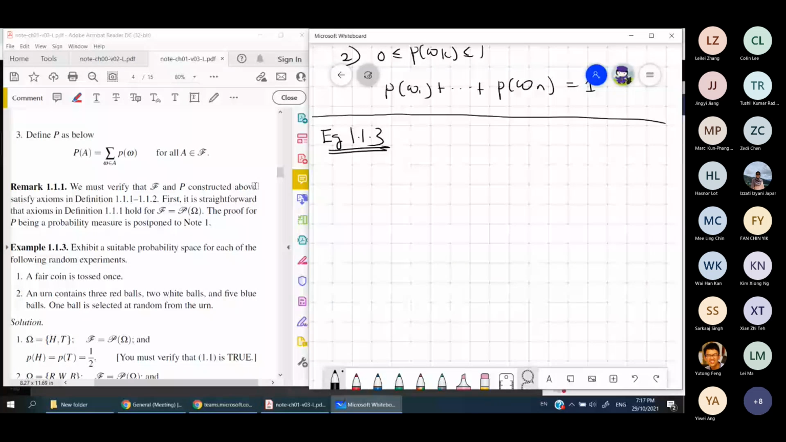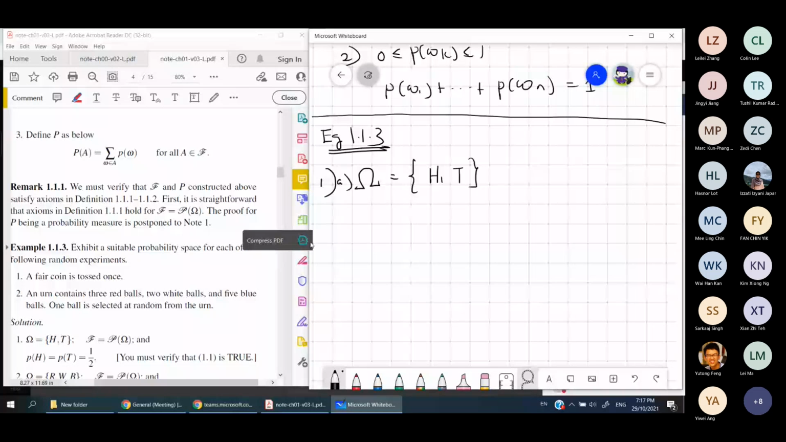Example 1.1.3. Find a suitable probability space for each of the following random experiments. So we look at the first one. A fair coin is tossed once. So we toss once. I think this one is clear. You can see our omega will be either head or tail. So A, we can get it.